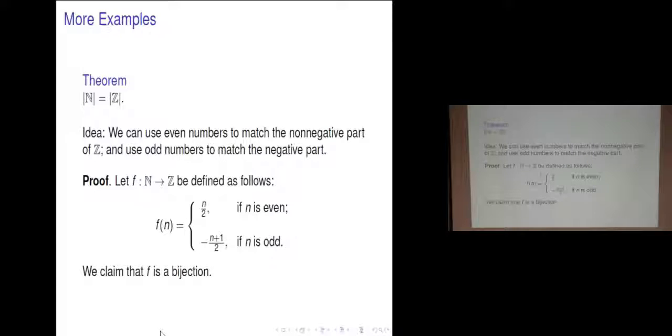If you understand the idea, it is very easy. You look at f of n. If n is even, you send it to the positive part of Z. If n is odd, you send it to the negative part of Z. So you can show that this is a bijection. I'm going to show it in the next slide, but let me draw a picture so that we know what I'm talking about.